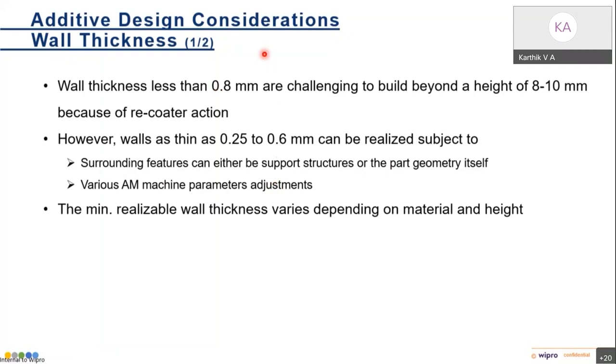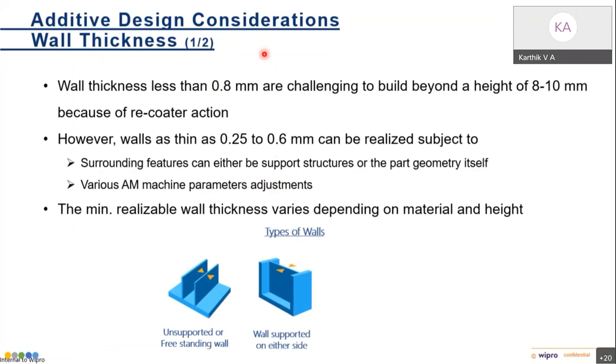Also, the minimum realizable wall thickness is significantly dependent on the type of material and the height. These are a few examples of how various walls can be fabricated. If it is supported on either side, we can build thin walls of heights exceeding this dimension. Additionally, if walls are supported at the bottom, we can fabricate thin wall structures to a fairly higher degree.